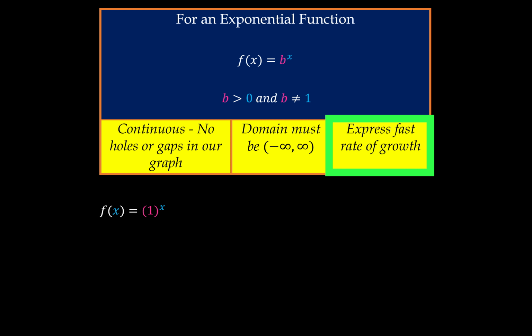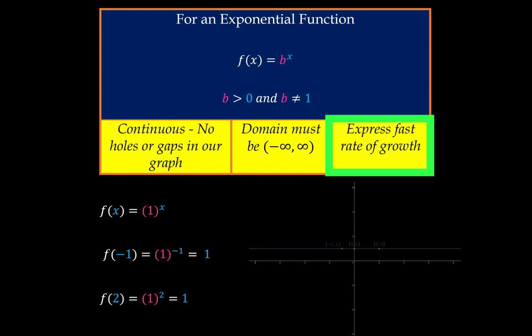Lastly, we cannot let our base equal 1, since regardless of what our input is for x, our output would always be 1. So our function would not represent any rapid growth, but merely a constant function.